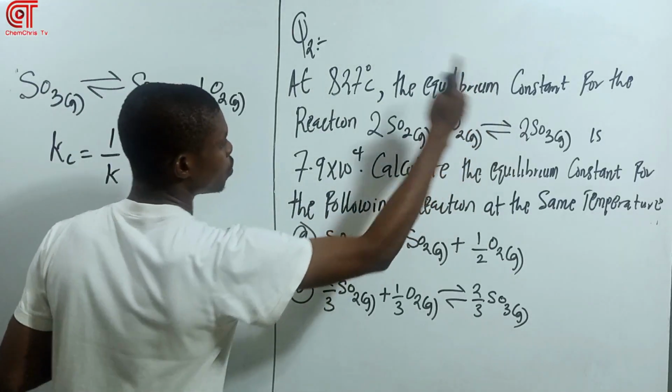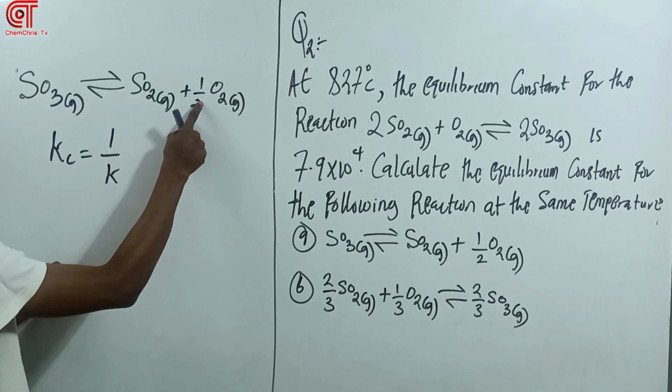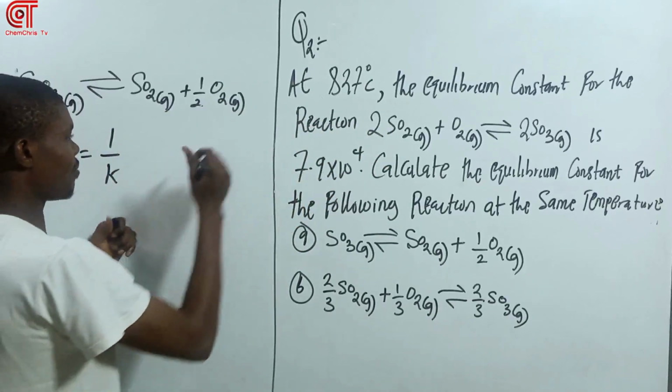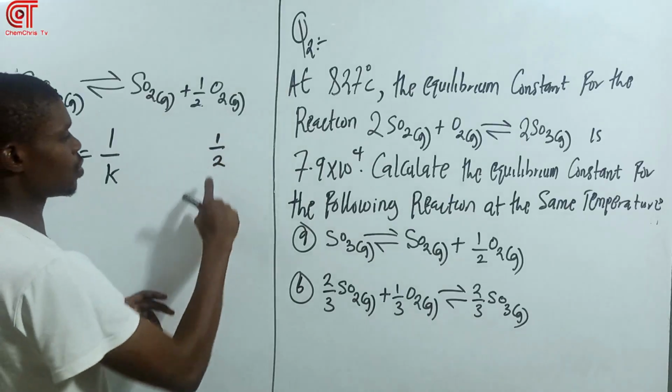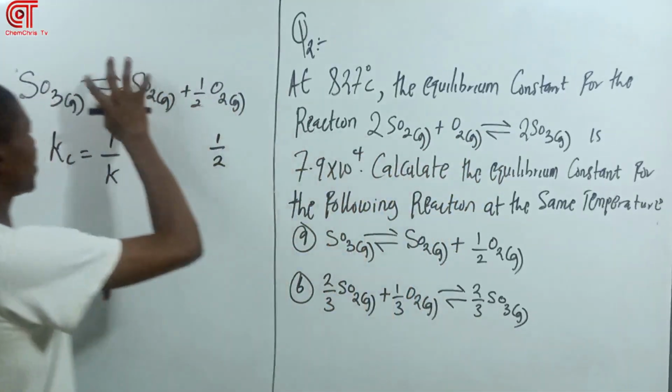Here we have how many? Two. Here we have how many? Half. Here we have how many? One. So the difference between this one here in terms of mole is half. Hope you understand. In terms of mole it is half. You know that this one is being multiplied by half to get this one here.